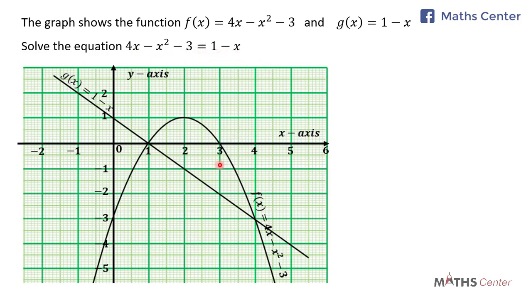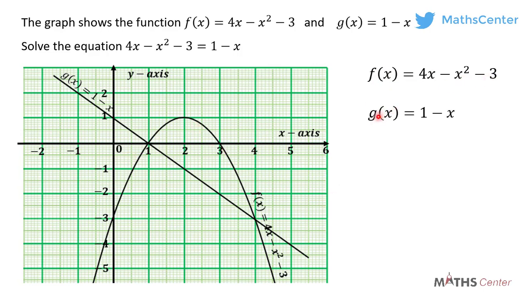As we can clearly see on our graph sheet, the function f of x is equal to 4x minus x squared minus 3 gives us the curve, and the function g of x is equal to 1 minus x gives us the line. The question wants us to use this to find the solution of the equation 4x minus x squared minus 3 is equal to 1 minus x.